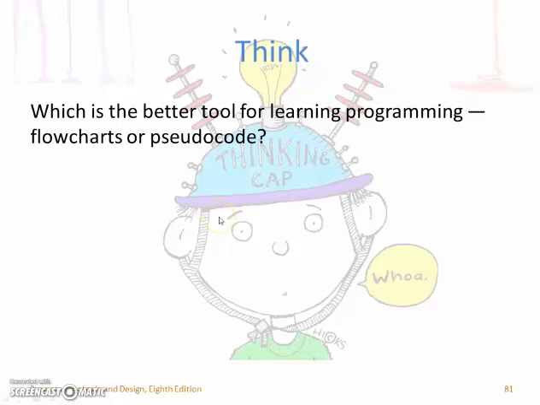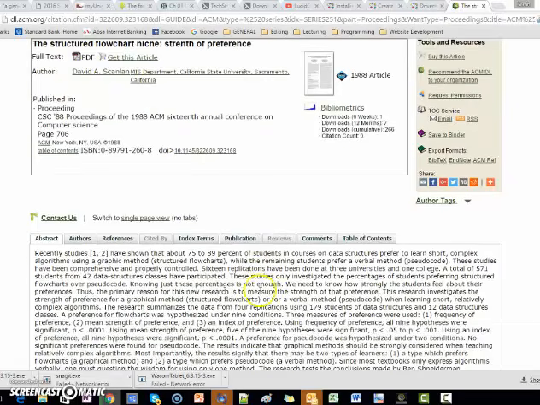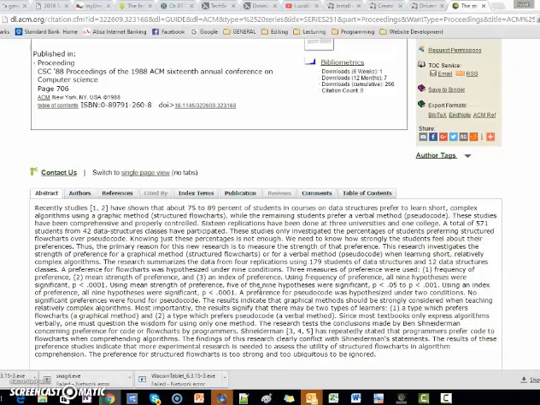Now, I would like you to think, all right, which is the better tool for learning programming? Is it flowcharts or is it pseudocode? There's a very interesting article which I have given you on the structured flowchart niche. What they actually did is they took a couple of students and they said to them, which do you prefer? Do you prefer structured flowcharts, which are complex algorithms using a graphic method, or do you prefer a verbal method like pseudocode, like writing in an English-like manner?